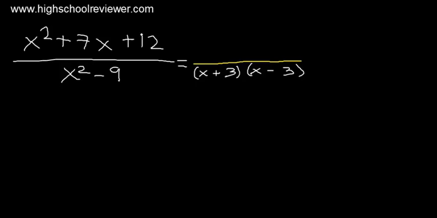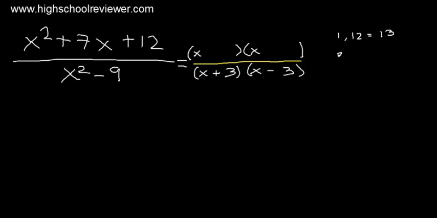And let's factor out our numerator. Again, since we do not have here a numerical coefficient, the factor now of x squared will be x multiplied by x. And then we will find factors for positive 12, wherein the sum of the factors will be equal to positive 7. What are the factors of 12? We have 1 and 12. Okay, 1 plus 12 is 13.